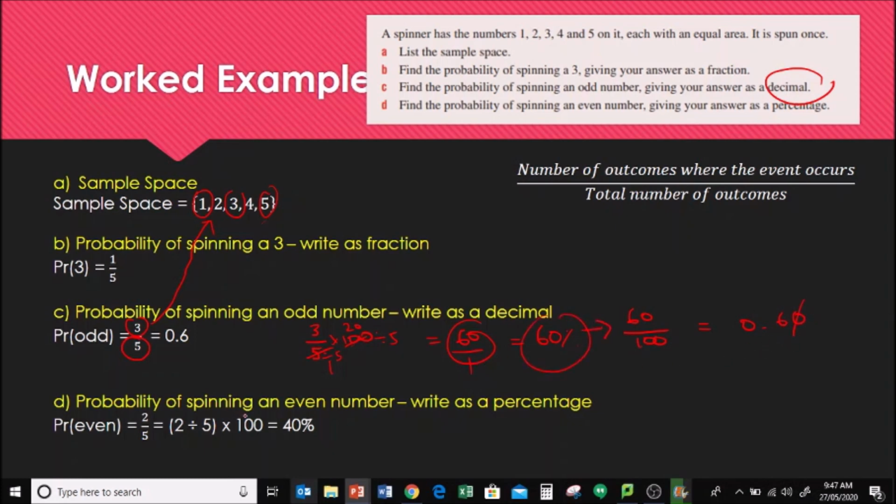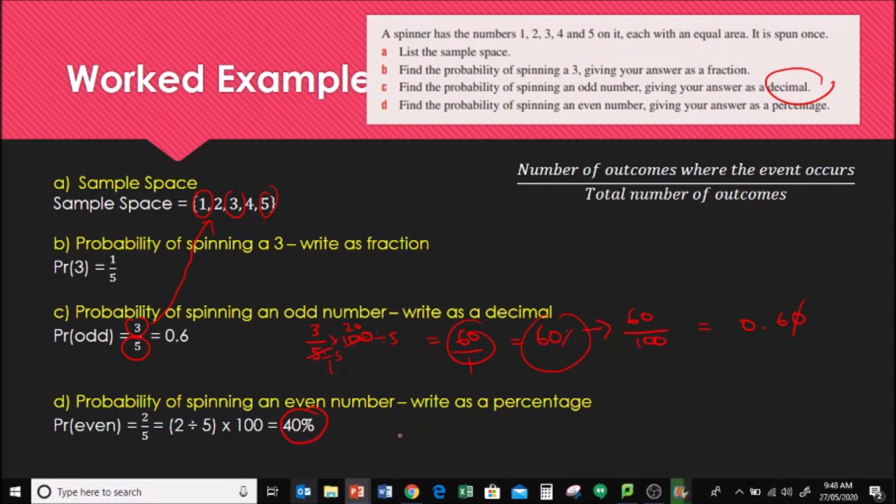Now, part D says, find the probability of spinning an even number, and write it as a percentage. So you write PR for probability, then you write even because you're trying to find an even number. You don't need to write even and then number. You can just write even. Equals, so I've done 2 over 5, and you can work it on your calculator: 2 divided by 5 times 100, which will give you 40%.